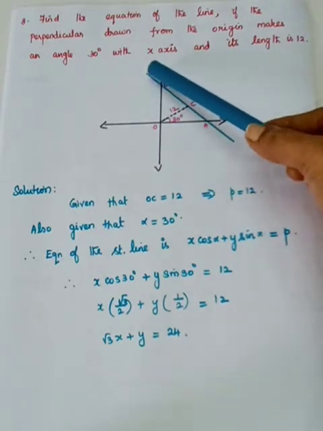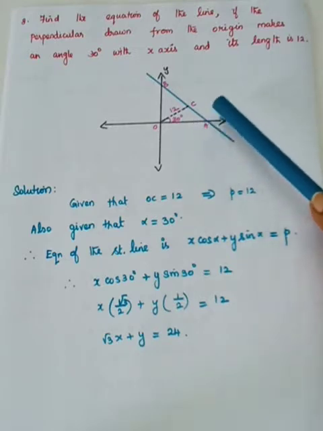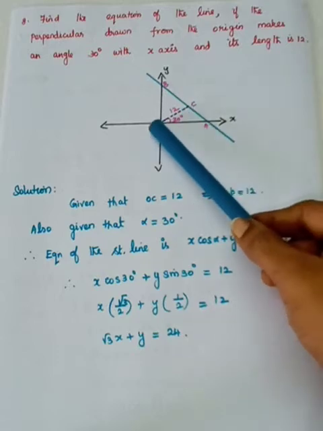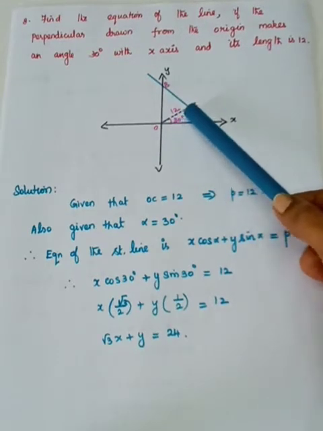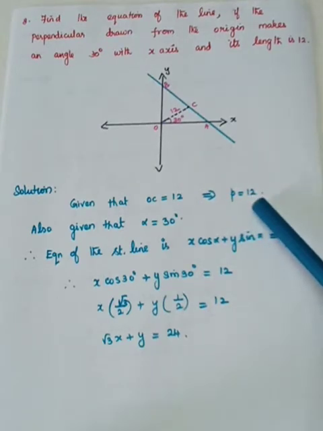Okay, you see that if the straight line makes an angle, then from that angle we can find the slope, m is equal to tan theta. But here the straight line is not making the angle with the x-axis. This perpendicular line only is making the angle 30 degree. So the normal length is given. The normal length usually we will take as p. So p is equal to 12.